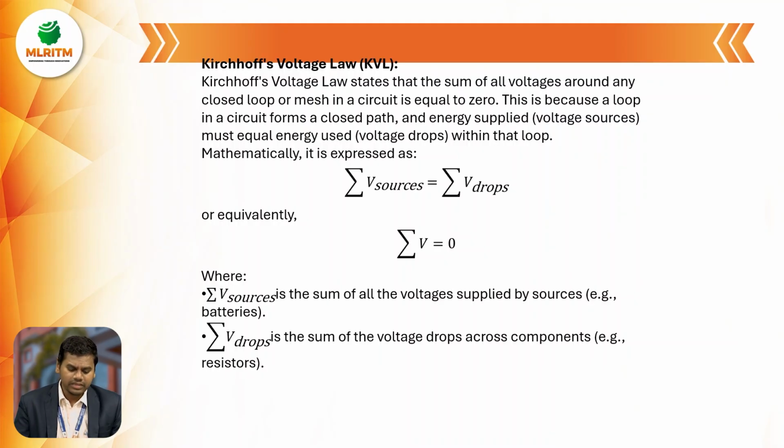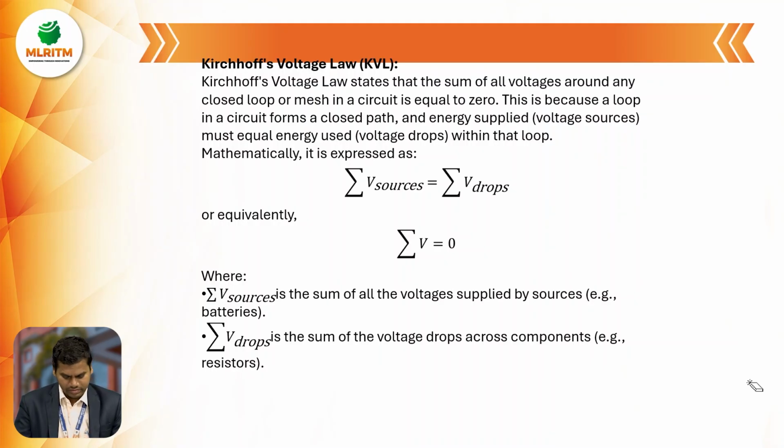See here, KVL. KVL states that the sum of all voltages around a closed loop is equal to 0. It can be written as sigma voltage sources is equal to sigma voltage drops, which is equivalent to sigma V equal to 0. Simply, it is the algebraic sum of voltages in the loop is equal to 0.